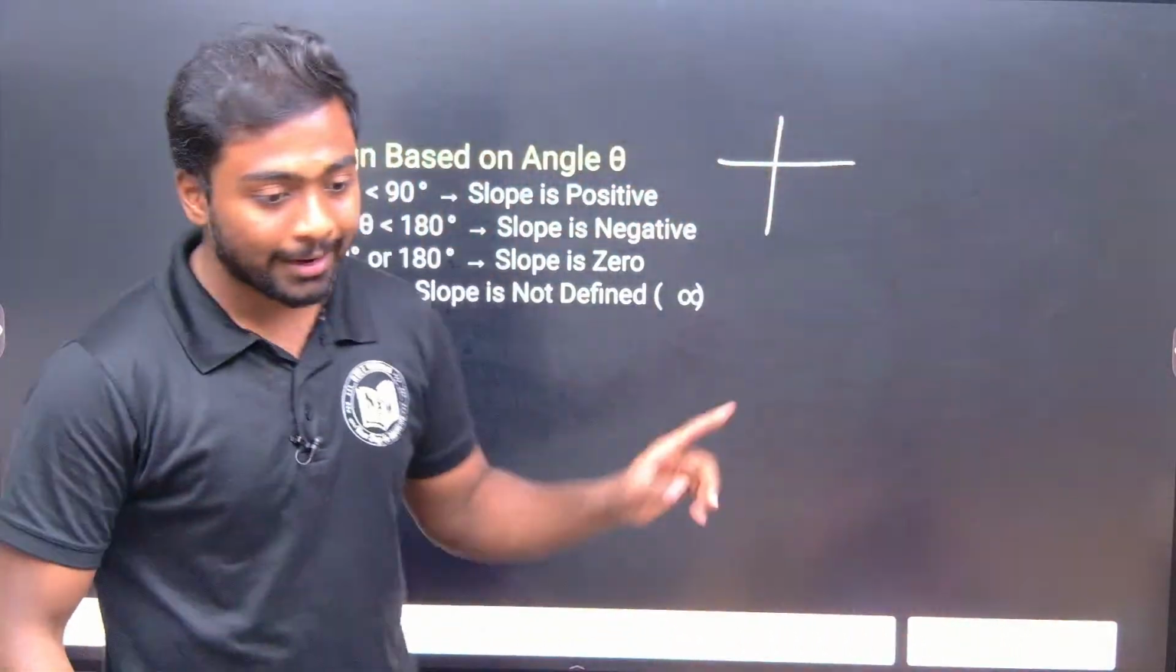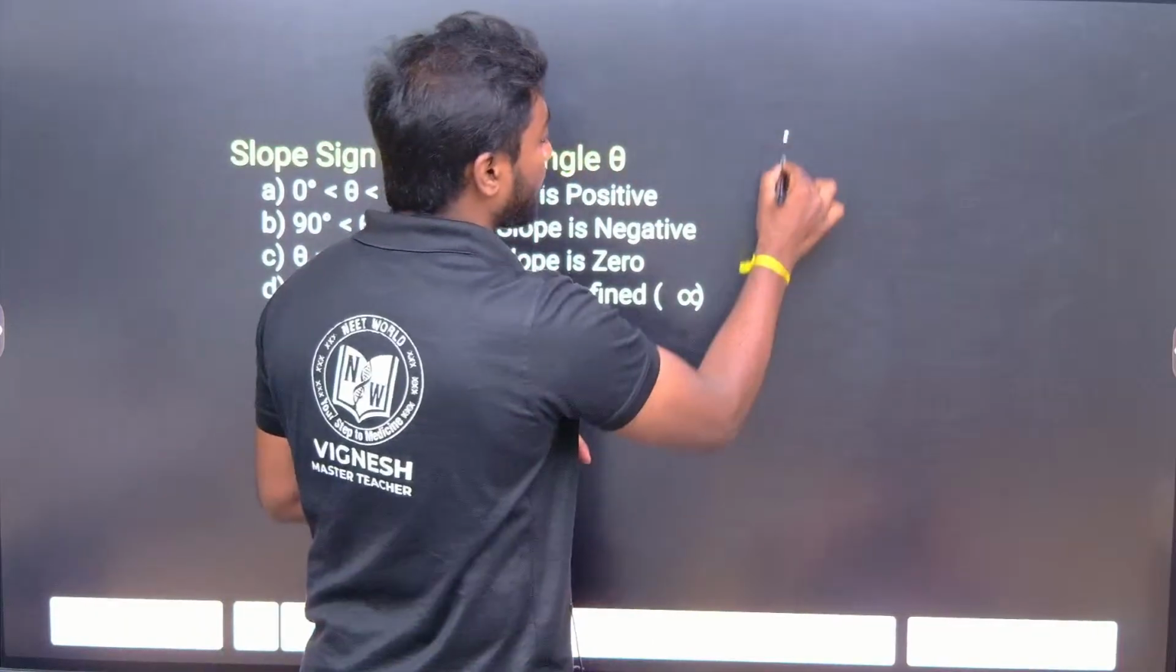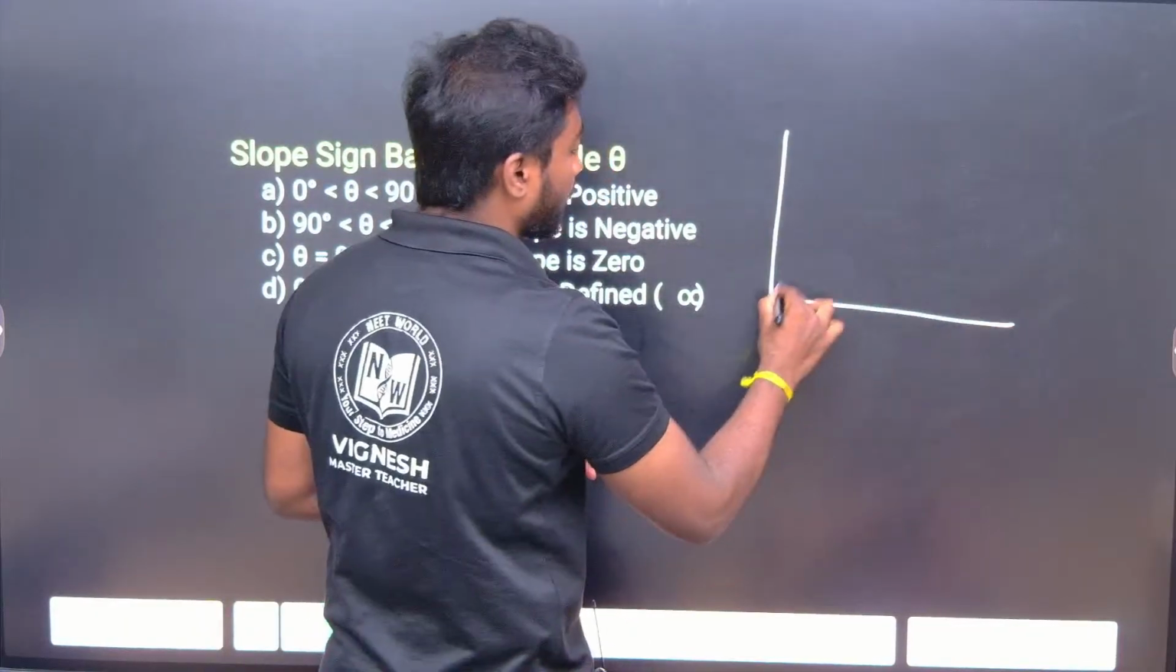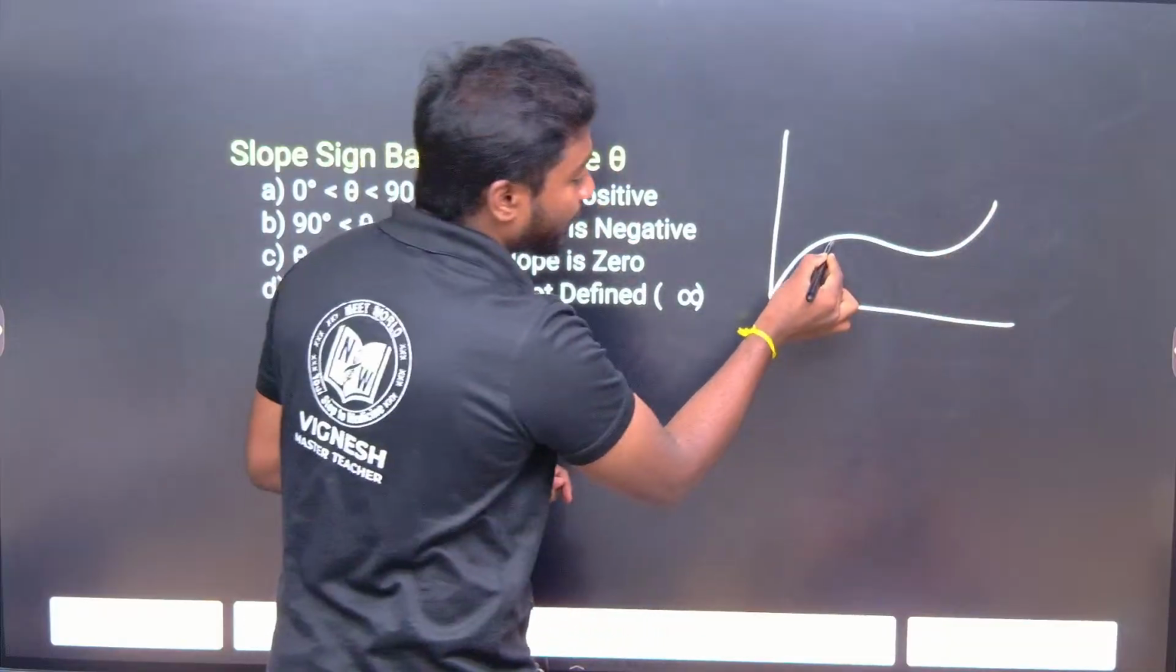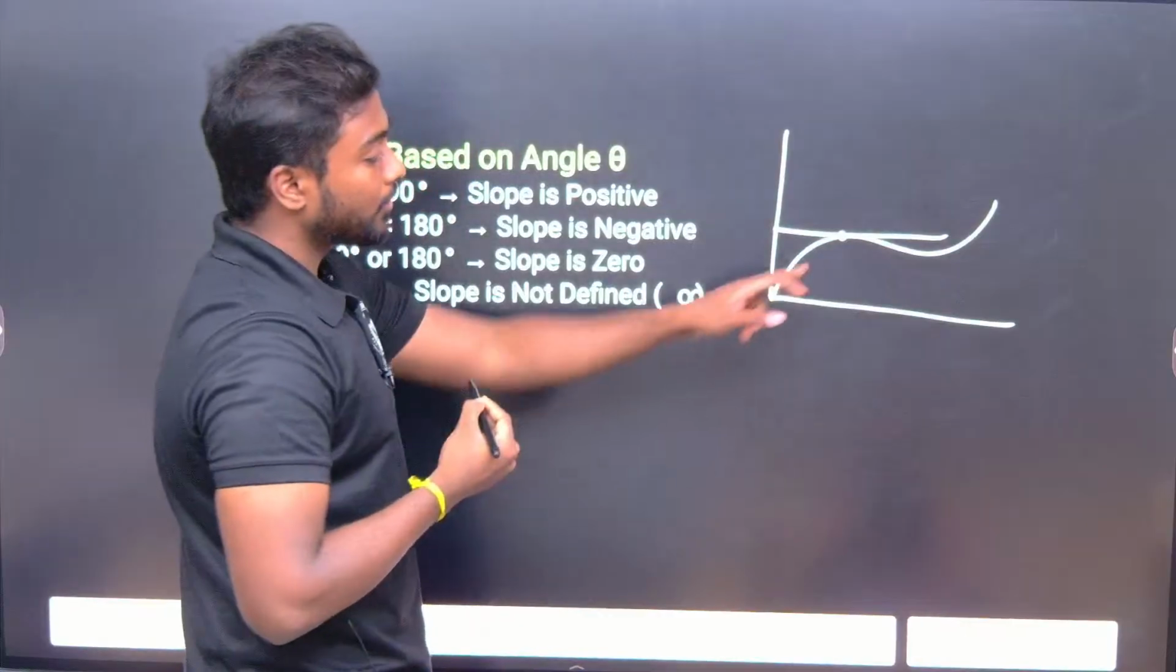If I am drawing a tangent, suppose I am taking a curve like this. If I take this point and draw the tangent like this, in this case slope is 0, parallel to the axis. Parallel means 0, perpendicular means it is undefined, that is the 90 degree case.